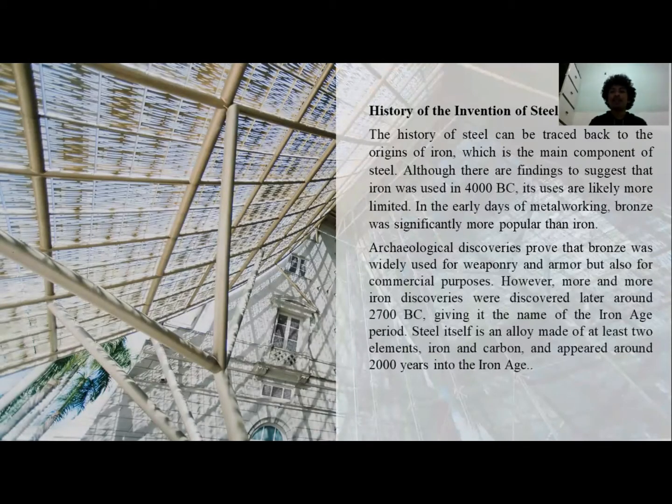Okay, next I want to tell about the history of steel. The history of steel can be traced back to the origins of iron, which is the main component of steel. Although there are findings to suggest that iron was used in 4000 BC, its use was likely more limited. In the early days of metalworking, bronze was significantly more popular than iron.